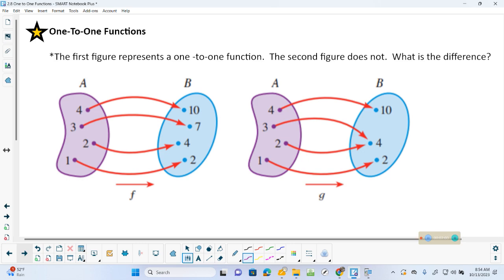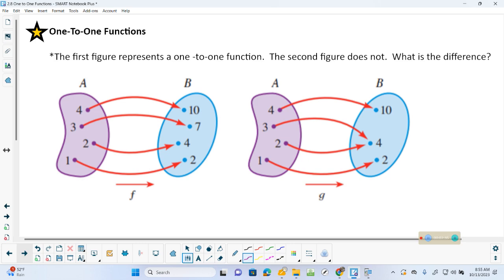So functions, way back at the very beginning of the chapter: if each element of the domain is paired with exactly one element of the range, then it is a function. Well, this is kind of what we're going to take a look at. The first figure is what we call a one-to-one function. The second is not. But I will tell you this, the second, of course, is a function. They're both functions, but only the left is one-to-one. So first, let's just review why they are both functions.